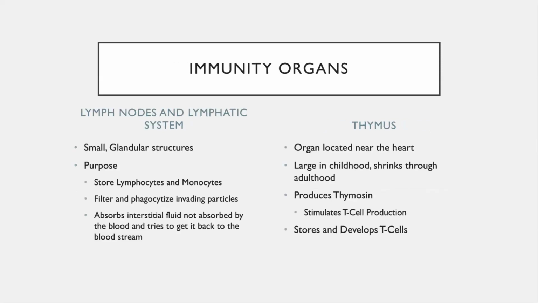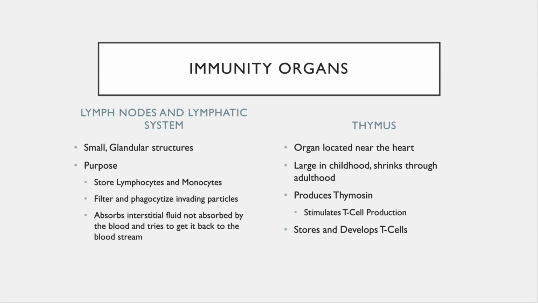Now moving on to the organs that are involved in the immune system. To start, we have our lymph nodes and lymphatic system. Our lymph nodes are small glandular structures that store lymphocytes and monocytes. The lymphatic system aims to filter and phagocytize any invading particles, and it also absorbs interstitial fluid not absorbed by the bloodstream and tries to get that back to the bloodstream after it's been cleared of those invading particles.